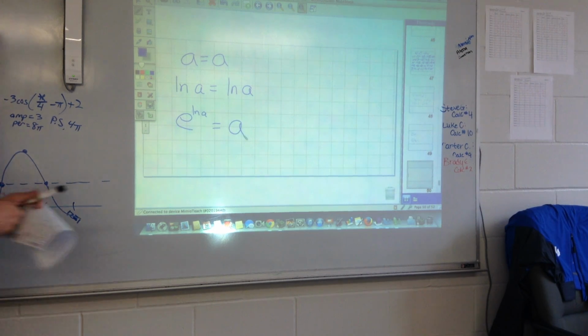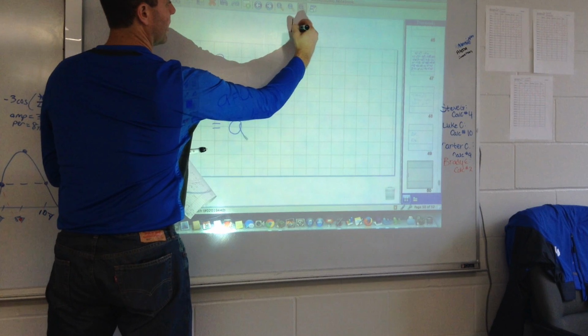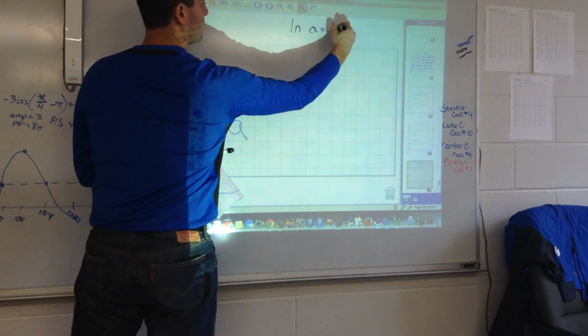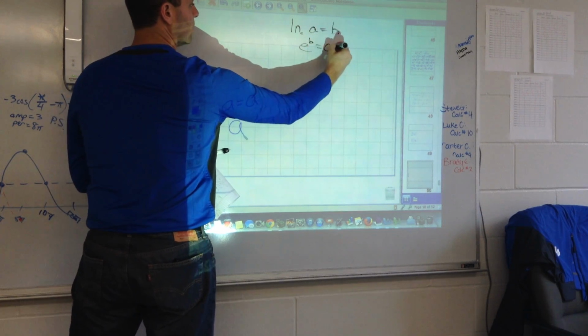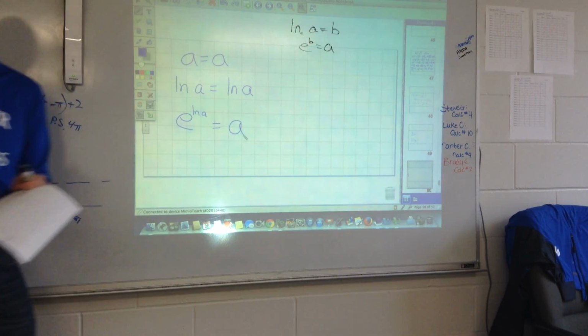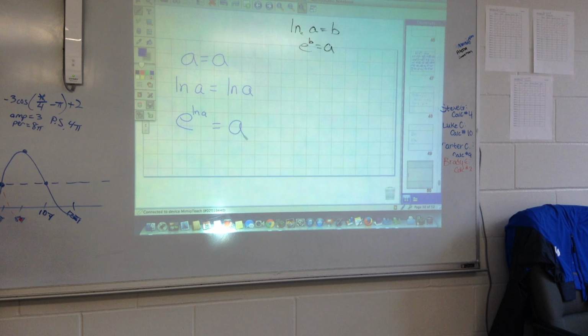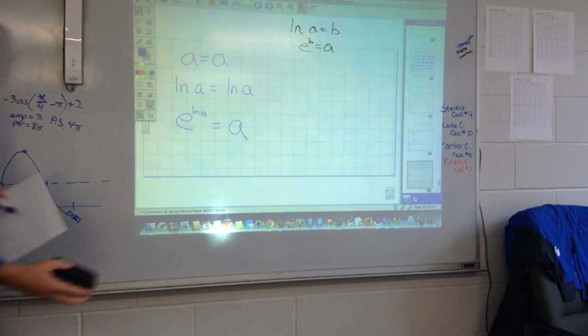Remember we did this yesterday in class where I had the ln of a equals b. Really there's an e there, so you could say e to the b equals a. You guys remember that? That's what I just did, except it's a little bit more complicated. It's not just an a and a b, but I did the same thing.